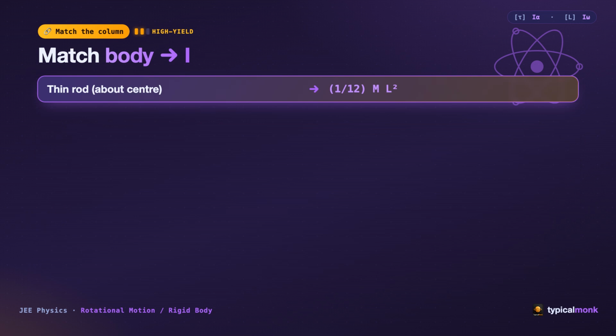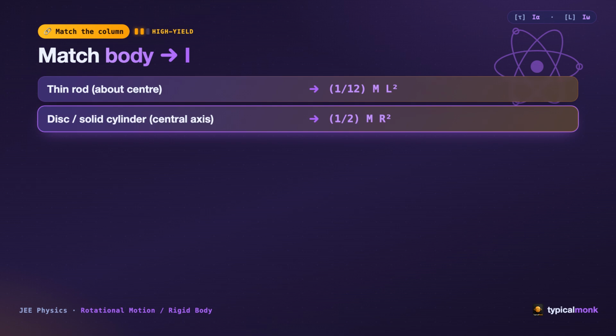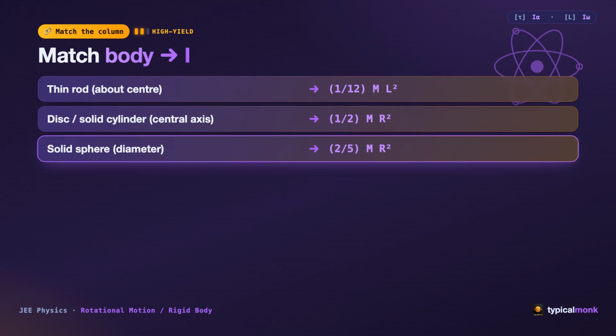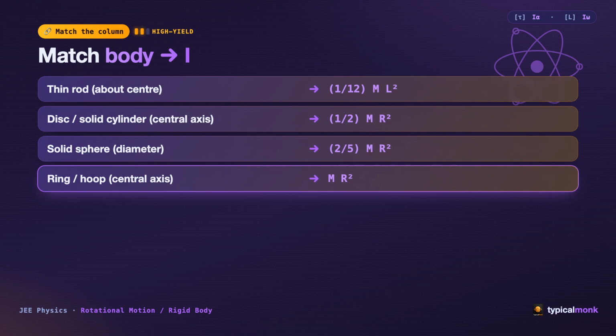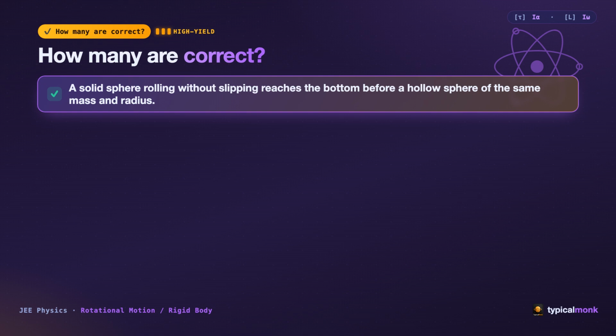A quick match now. Say each moment of inertia aloud before I reveal it. Thin rod about its center, 1/12 ml squared. Disc or solid cylinder about its central axis, 1/2 mr squared. Solid sphere about its diameter, 2/5 mr squared. And ring or hoop about its central axis, the full mr squared, every bit of mass at the rim. If all 4 came to you before the reveal, the table is becoming yours. Use a favorite JEE format.